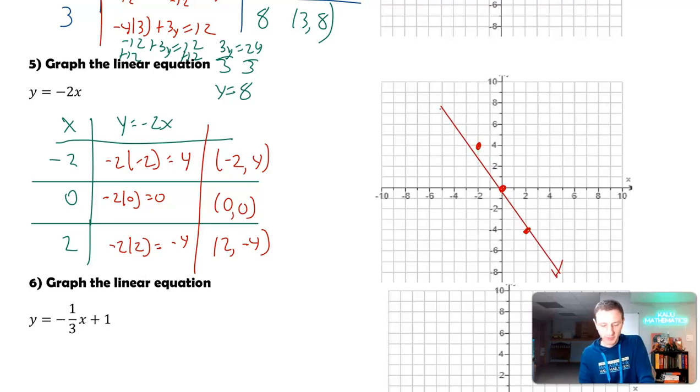The points are way off. That's okay. Let me redo that one. Okay, a little bit better.